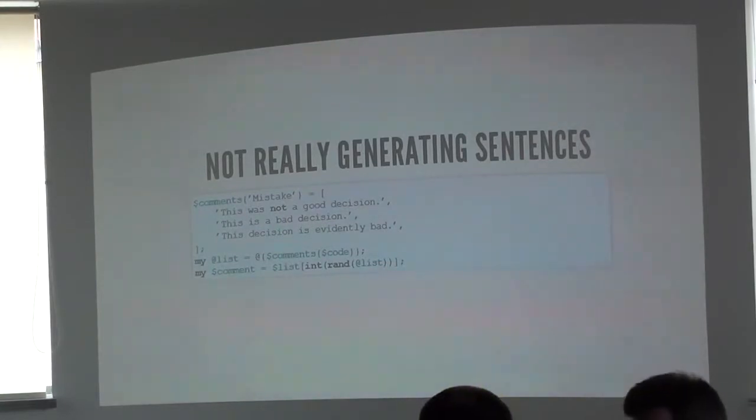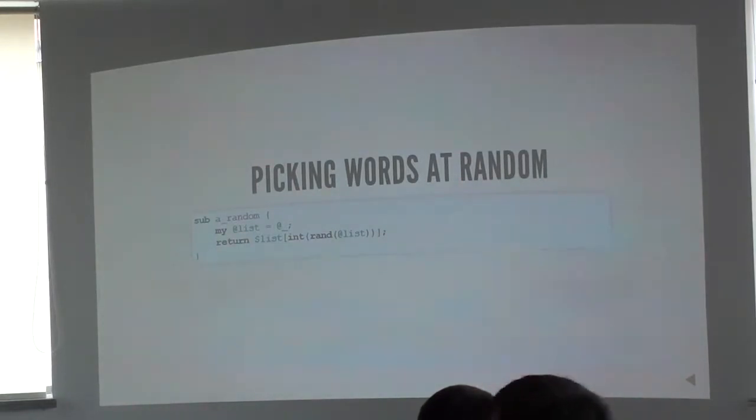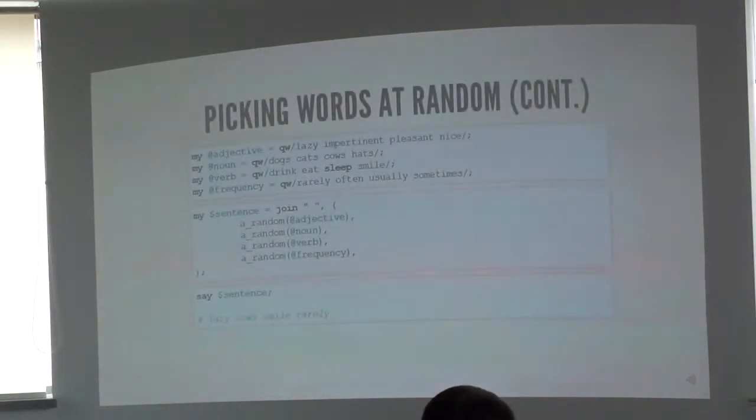But we can improve on this example. We can make a sub that chooses an element from the list at random, and we can then define those two things that, as I said before, we need.